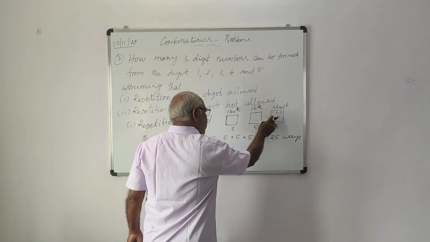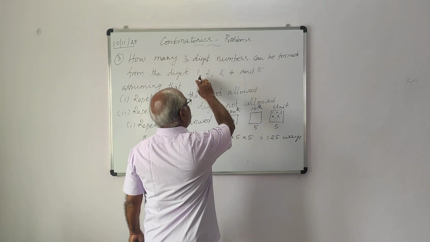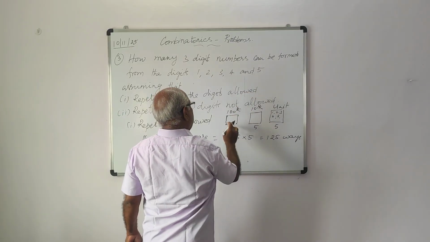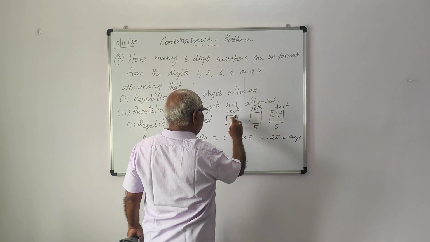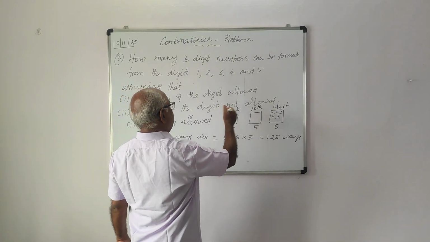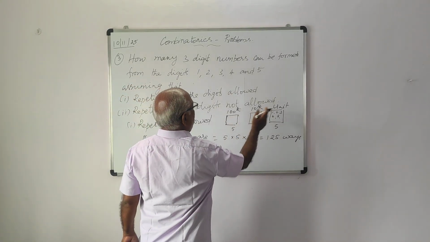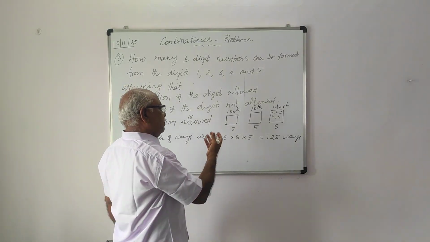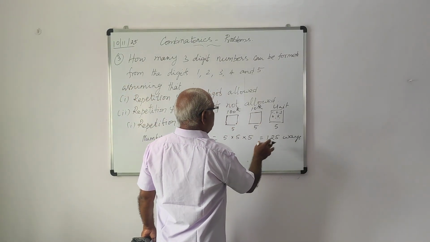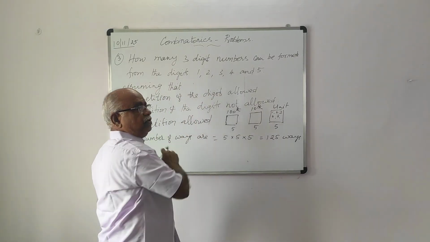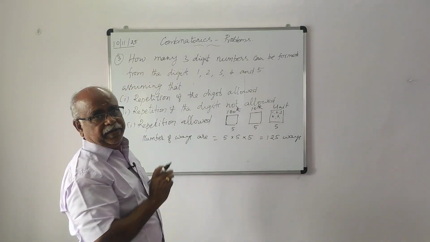Unit place can be filled by 5 ways, 10th place can be filled by these 5 ways, and 100th place can also be filled by 5 ways. 5, 5, 5: 555 is also a 3-digit number. Like that, repetition of digits is allowed. 4, 4, 4: 444. 333. Like that, repetition of digits is also allowed. And the total number of ways of arranging a 3-digit number, if repetition of digits is allowed, is 125 ways.